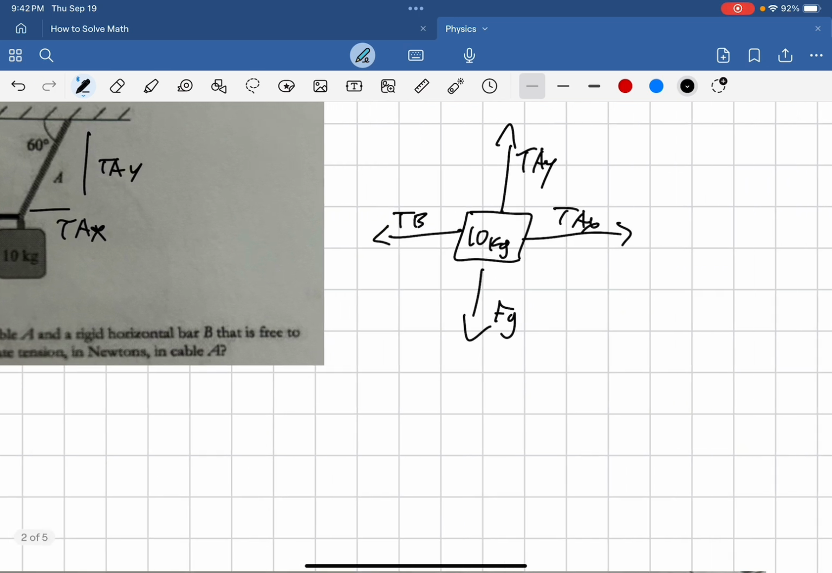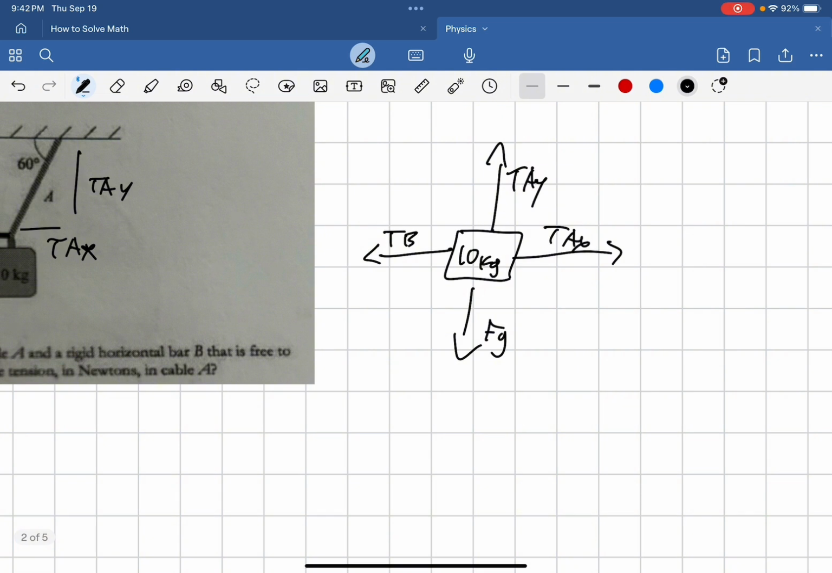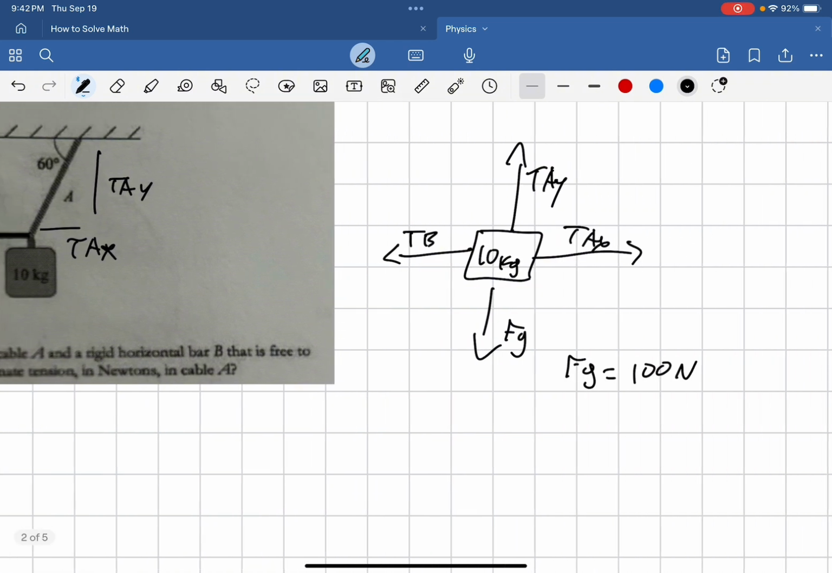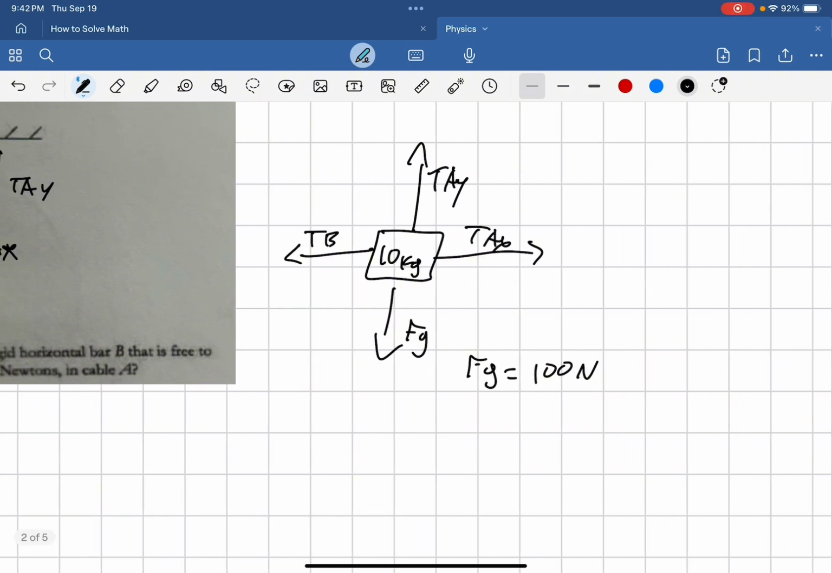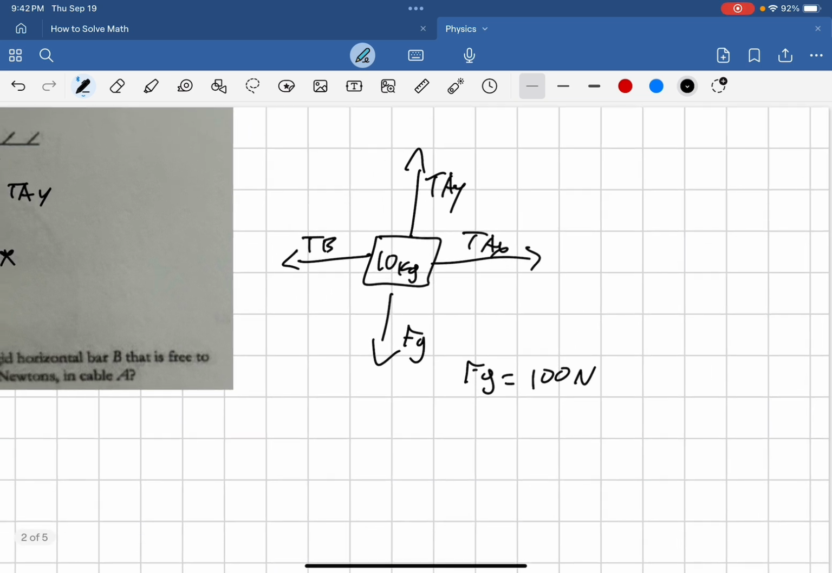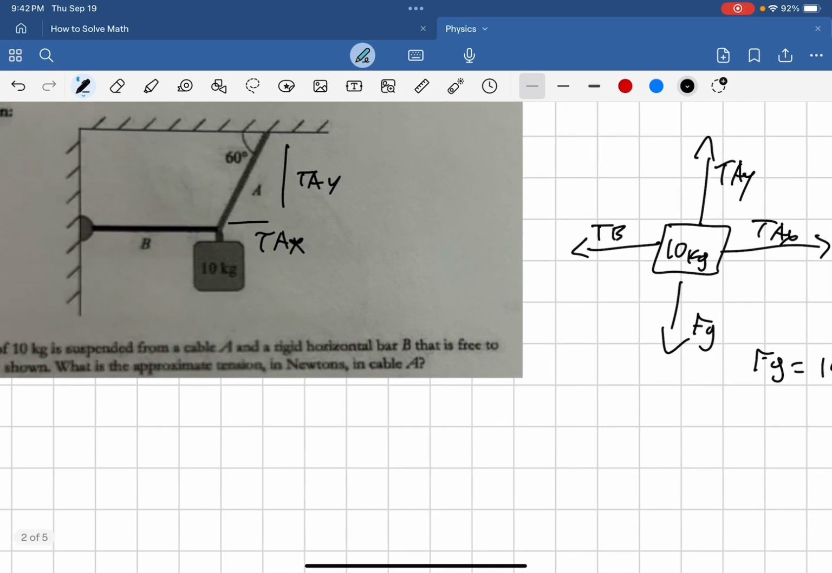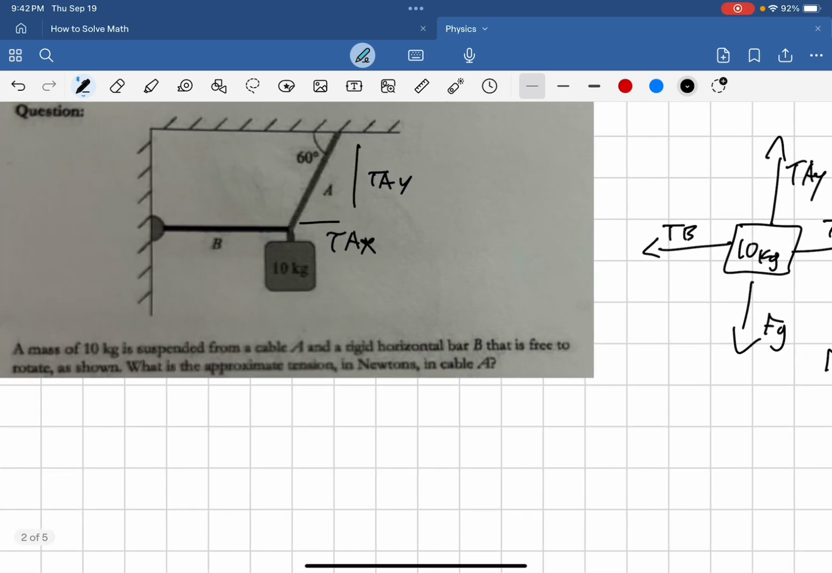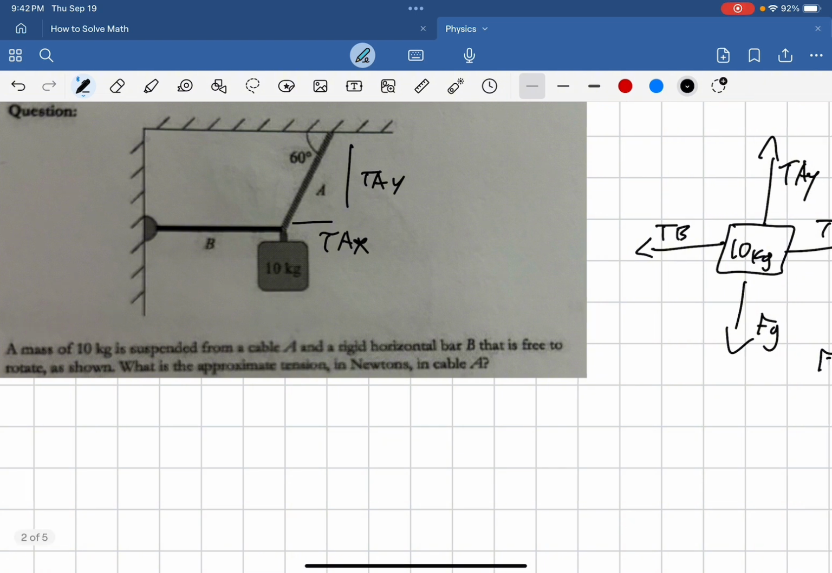So our F of g is mass times gravity. In this case, we're just going to round it to 10. So our F of g is going to be 10 times 10, 100 newtons. Now, how do we solve the rest? Okay. Let me see, what is the question asking? What is the approximate tension in newtons in cable A?